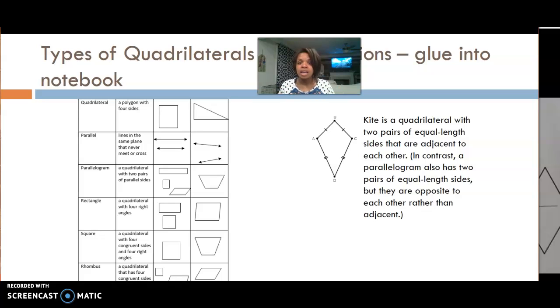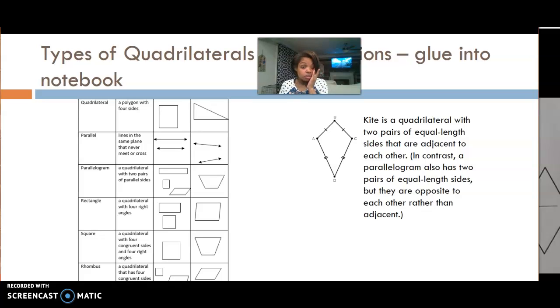It has to be a polygon, and we said last week that a polygon is a closed figure that uses line segments, no curved lines, that has at least three sides and three angles, okay? In this case, quadrilaterals have four sides and four angles, and that's all it takes to be a quadrilateral. It has to be a polygon, has to have four sides and four angles, okay?